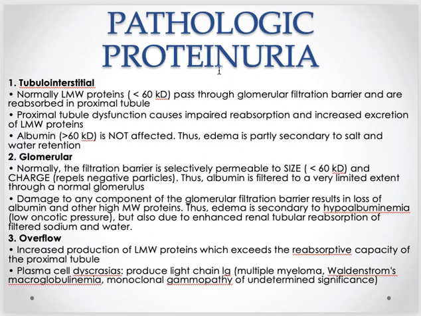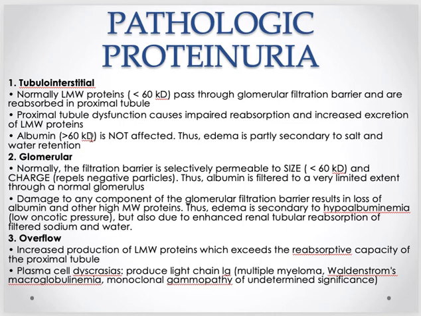So pathological proteinuria can be tubular interstitial, glomerular, or overflow. Normally you see low molecular weight proteins, which are less than 60, pass through the glomerular filtration barrier. All the proteins have a negative charge, remember this. But they are reabsorbed in the proximal tubules. So when there is proximal tubule dysfunction, they cannot be reabsorbed and they start appearing in the urine. I gave you the example of this condition, Fanconi syndrome.